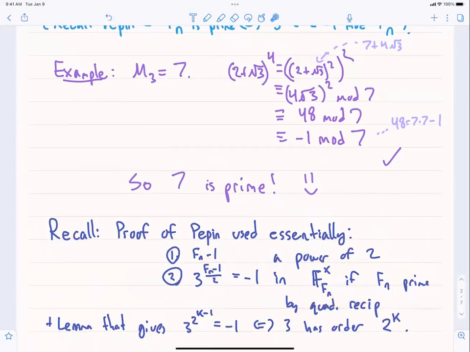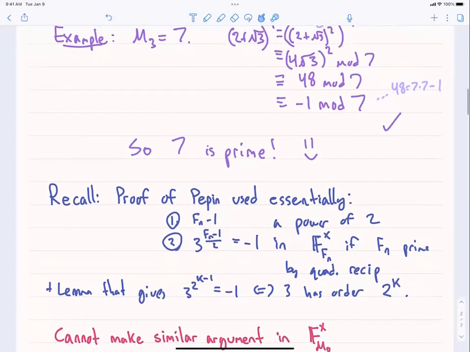Whereas on the other hand, if we just assume this was equal to -1, then we have this lemma, that used very strongly that this was a power of 2, to deduce that 3, as an element, has order 2 to the k in some group that was closely related. And so that was enough to deduce that Fn actually had to be prime. Because the lemma says that if 3 to the 2 to the k minus 1 is equal to -1, then 3 has order 2 to the k. And then we use this in the group F_p cross for some p dividing Fn.